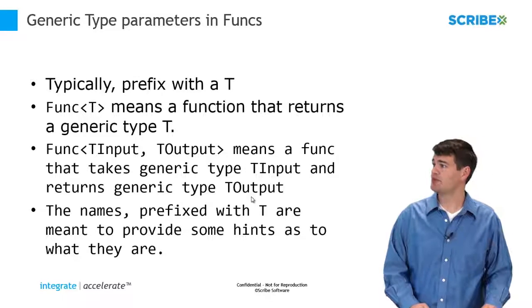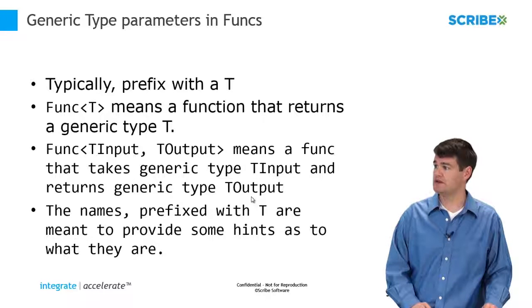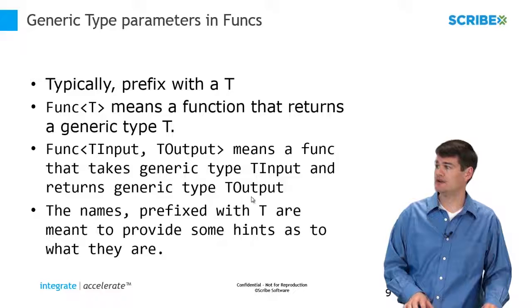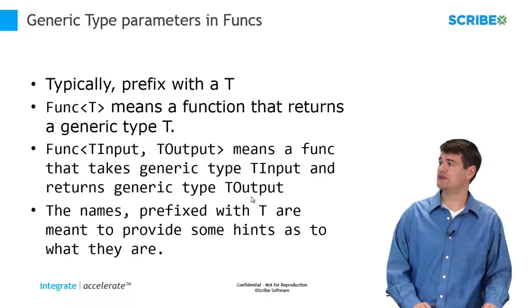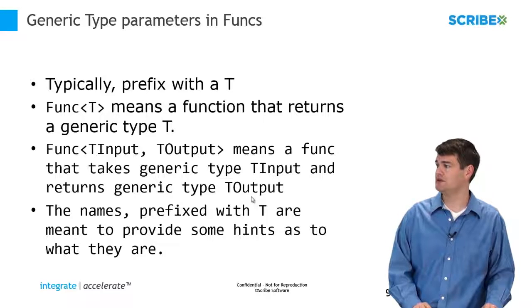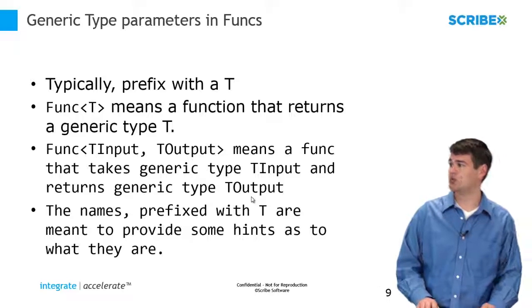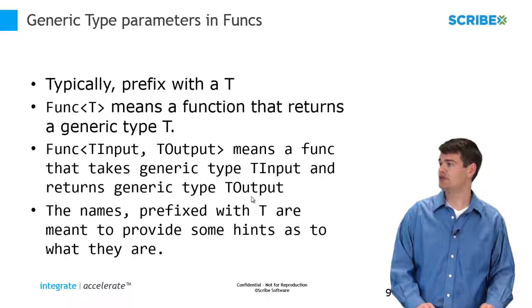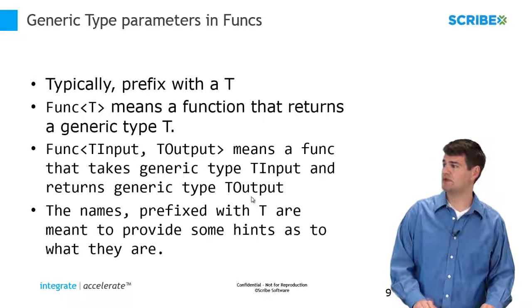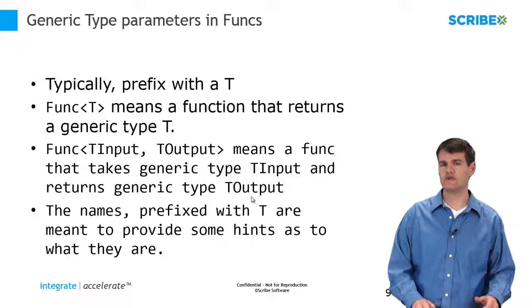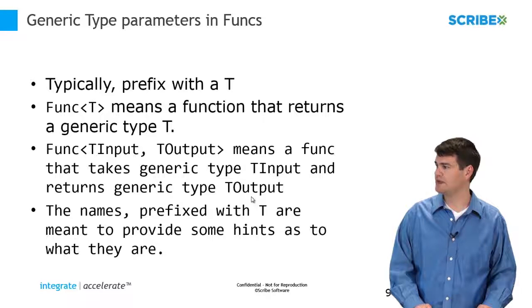So generic types and parameters in Funcs, typically we prefix type parameters with a T. Func of T means a function that returns a generic type T. Func of TInput, TOutput is a function that takes a type TInput and returns a TOutput. And the names TInput and TOutput there are meant to provide some context but don't have any real meaning other than as hints.